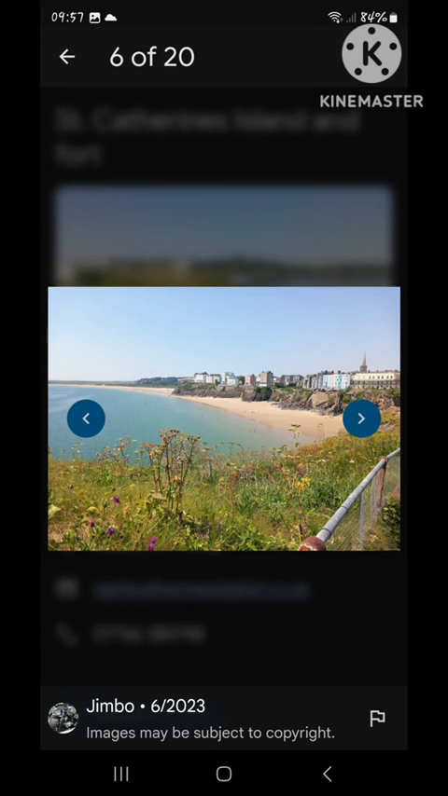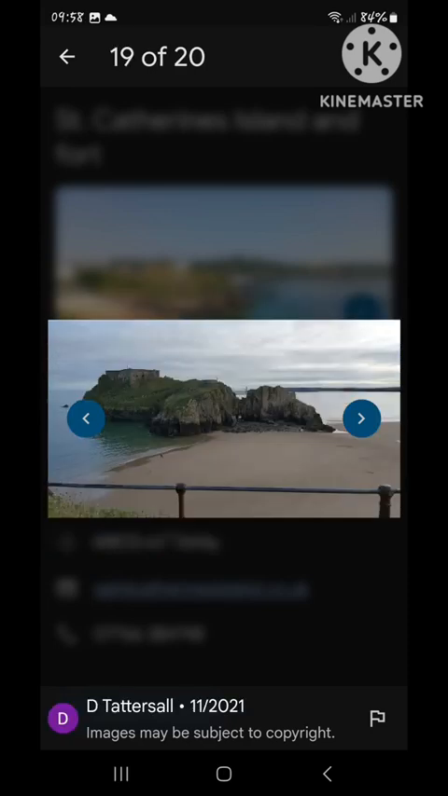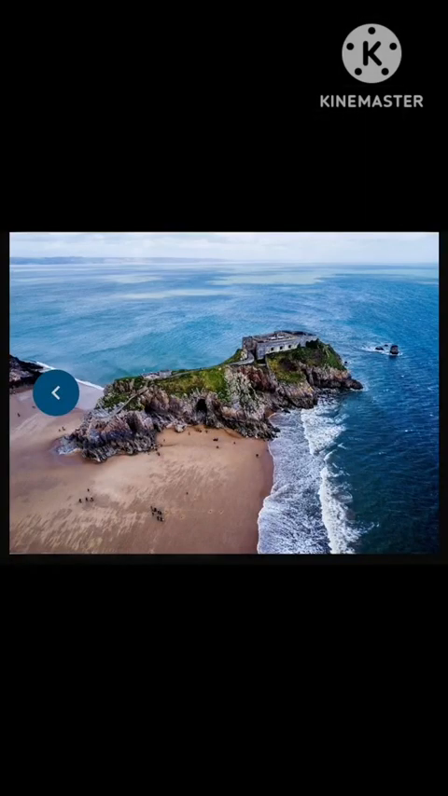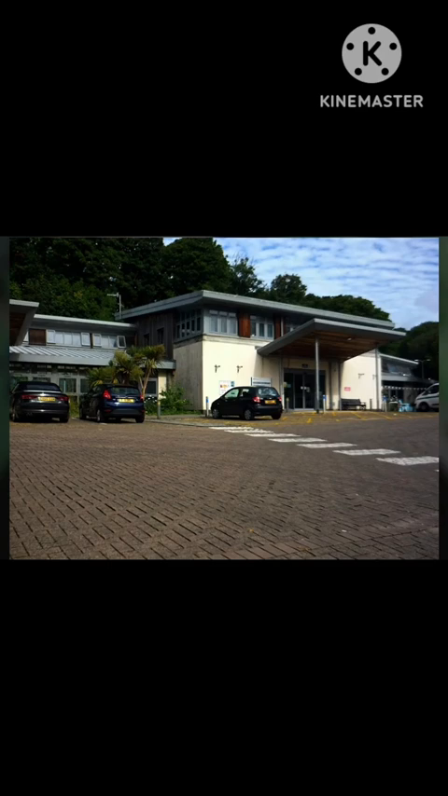So here are some pictures of Tenby, to show that a lot of the things you'll see in my pictures later on are up on a cliff. They're not at sea level, they're quite high up, I think about 66 feet or more. So this is some of the things you'll see here.